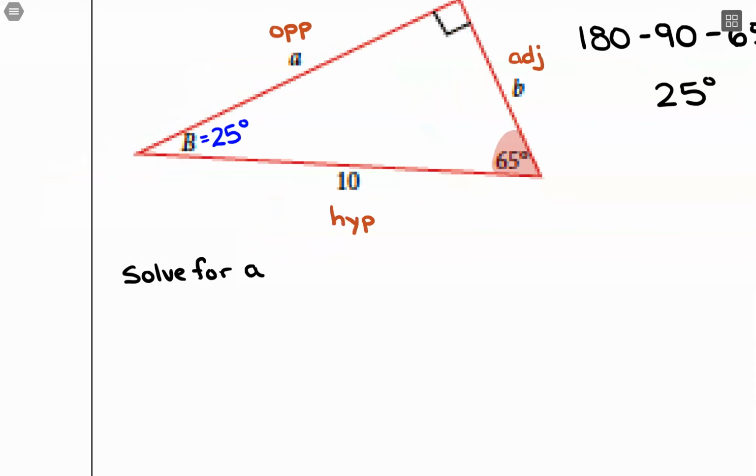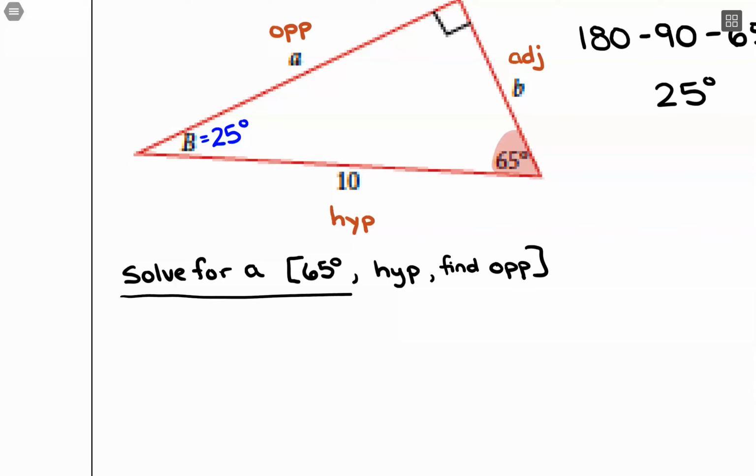What I know, the information that I have, is I have a measurement of 65 degrees, so I know my angle. I know the hypotenuse. And what I want to find is the opposite. So what I need to do is choose a trig function that relates, well, all of them will relate the angle, but I want to find one that uses opposite and hypotenuse together.